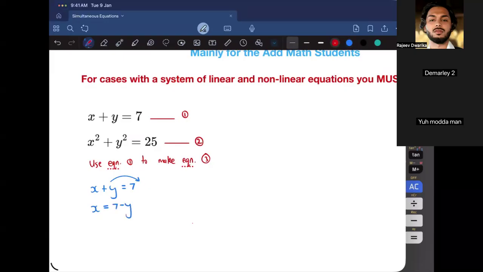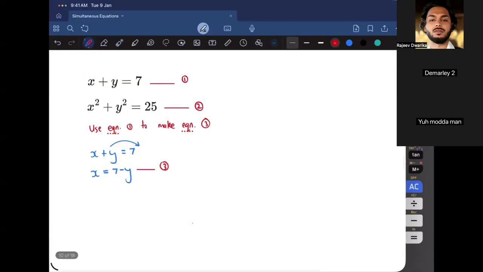That was real simple, right? Very simple. Don't let it confuse you. It's not going to be so simple, right? And so anywhere I see X now, I'm going to write what? 7 minus Y. Right. Plug that into equation 2, because we use equation 1 to make equation 3.